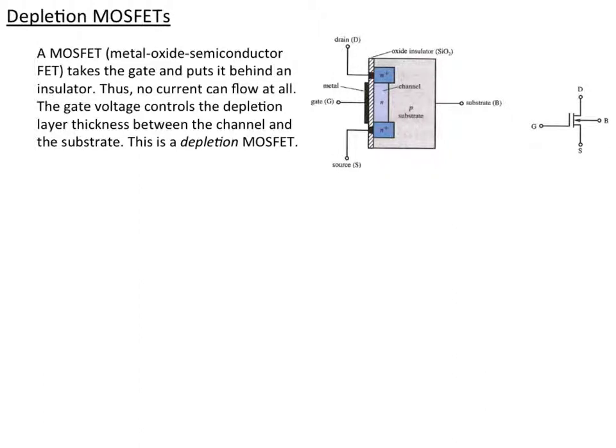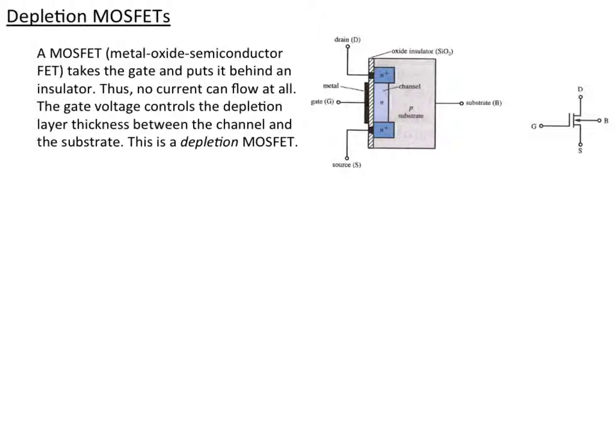So there are two kinds of MOSFETs, depletion MOSFETs and enhancement MOSFETs. And first we talk about depletion MOSFETs. So here is the physical model of a depletion MOSFET. We have, again, an N-channel transistor, a piece of semiconductor that we're going to flow a current through, as in the JFET case. And we're going to control the size of that region with the gate.